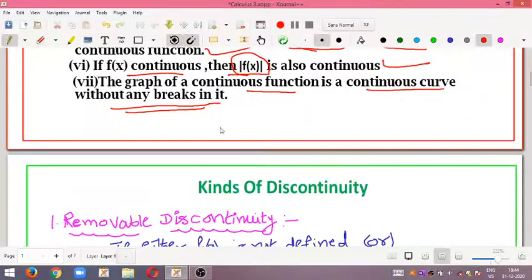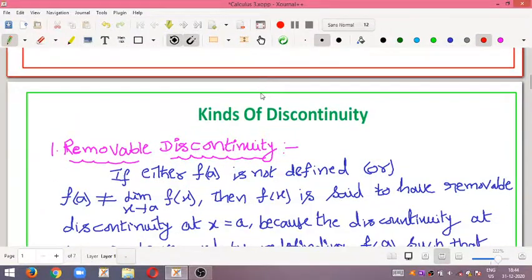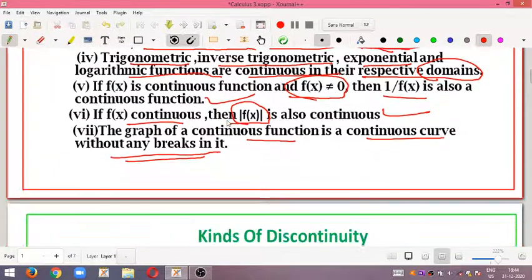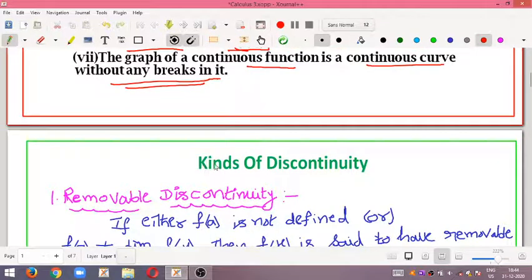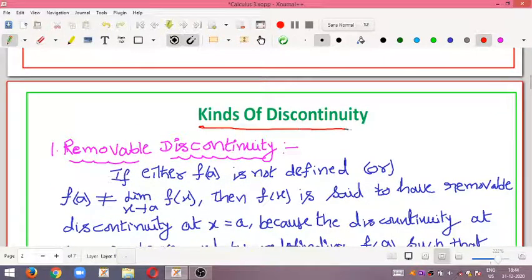Now comes the next topic. If you are clear on that, I will move on to the next topic, that is kinds of discontinuity. There are mainly three types.